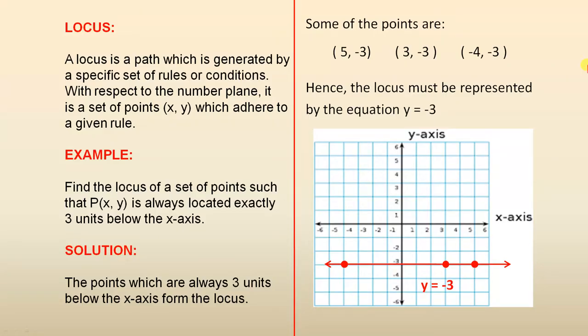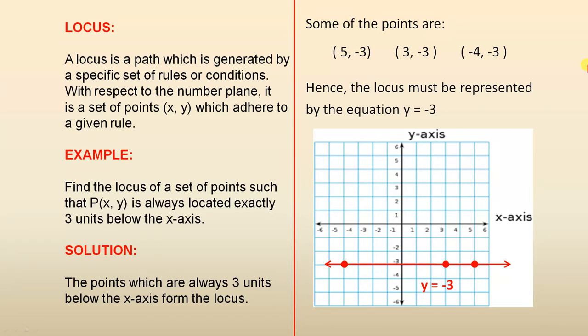Locus. A locus is a path which is generated by a specific set of rules or conditions. With respect to the number plane, it is a set of points (x, y) which adhere to a given rule. Let's look at an example.